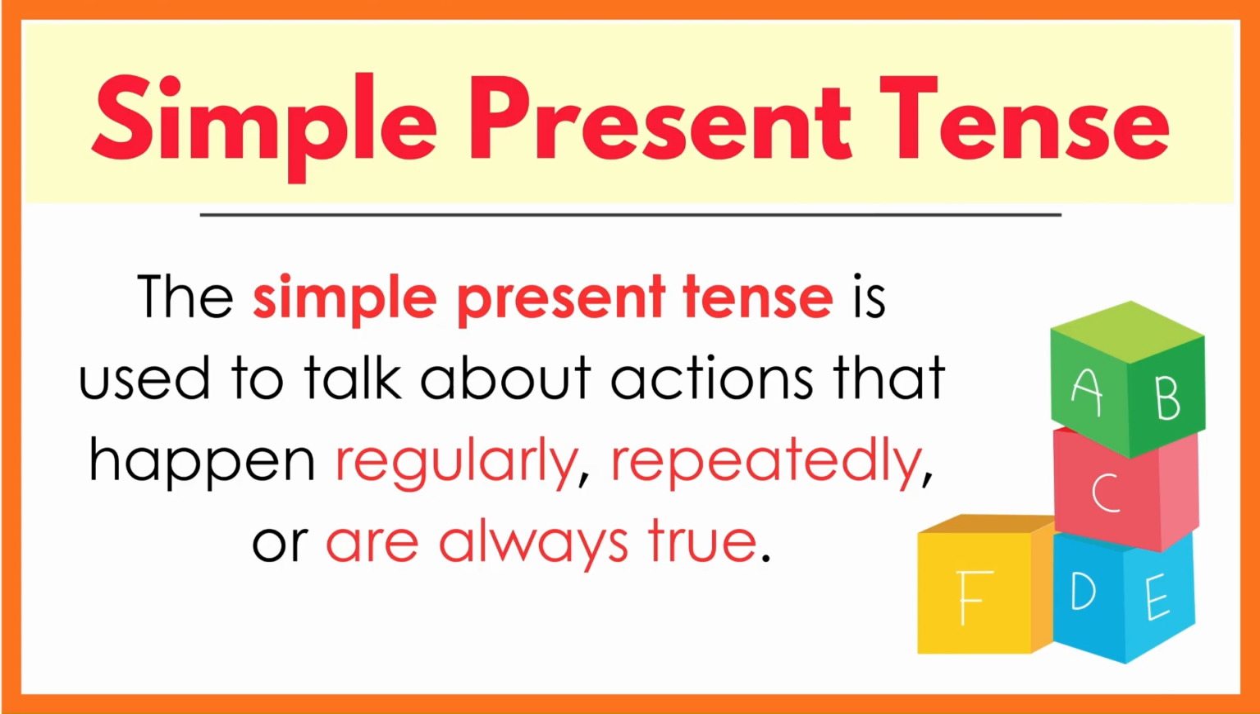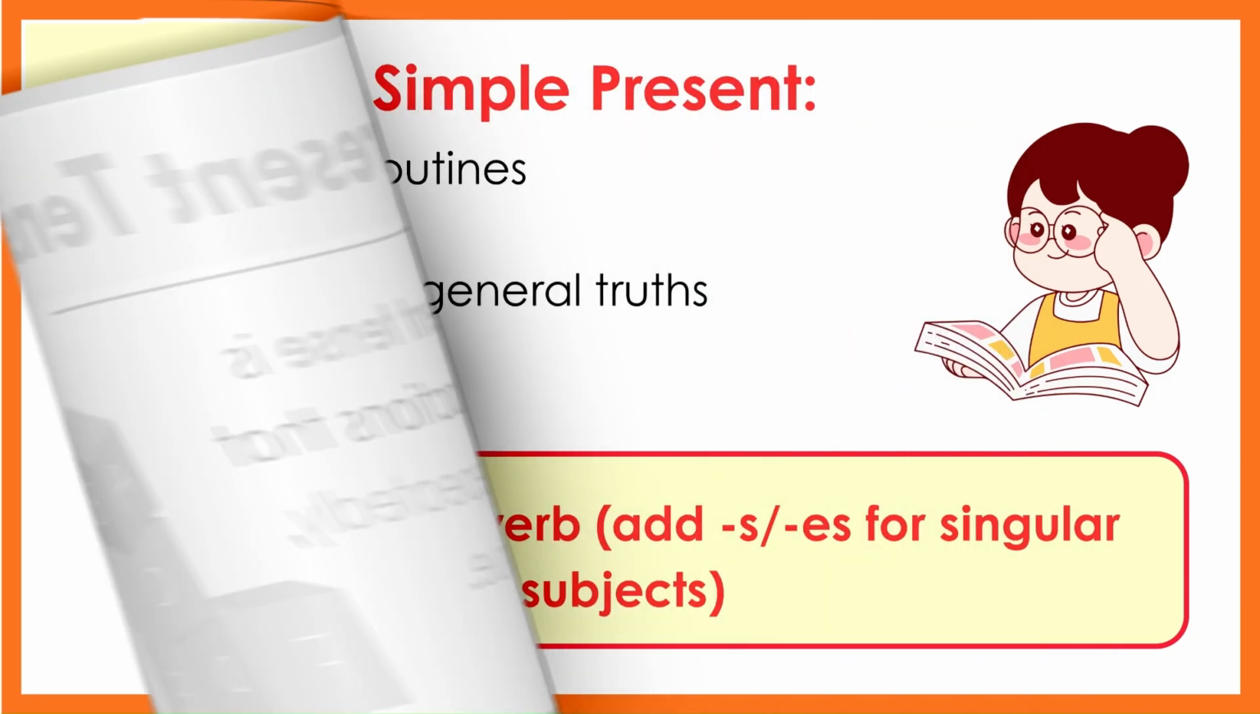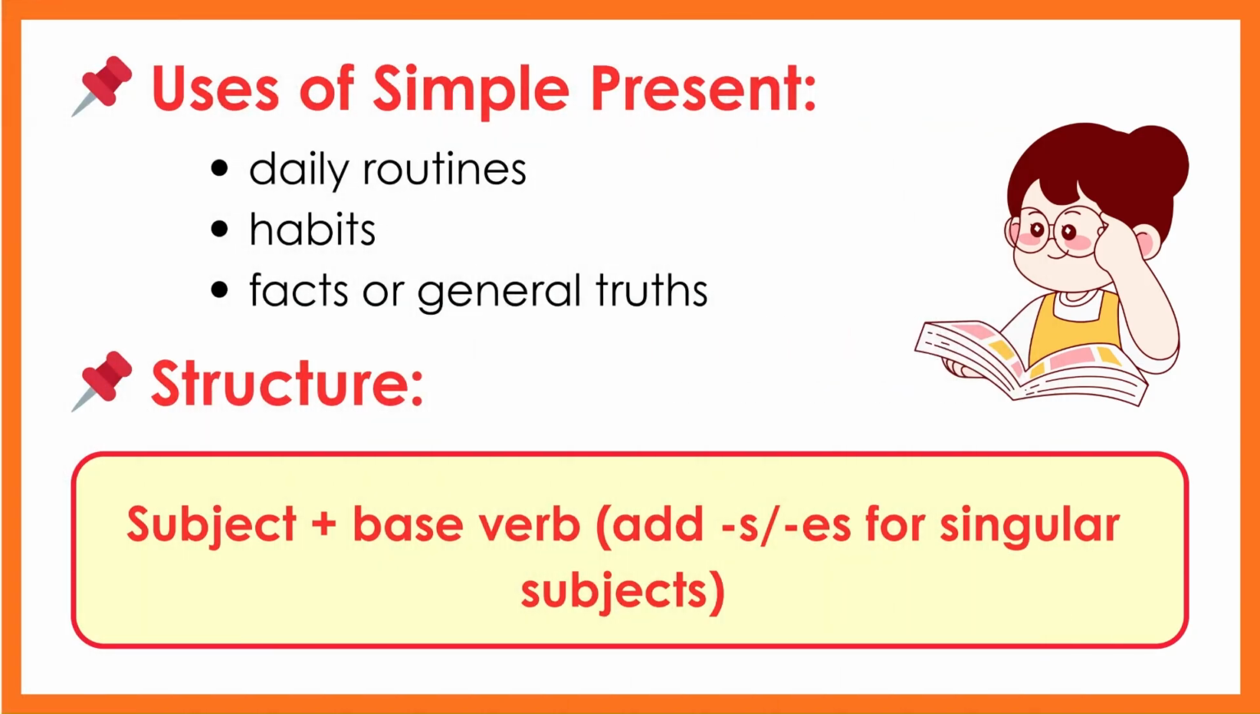Let us learn about the different tenses of the verb. We begin with number 1, the simple present tense. The simple present tense is used to describe actions that happen regularly, repeatedly, or are always true. It is used for daily routines, habits, and facts or general truths. The structure is subject plus base verb. We add s or es to the verb for singular subjects.